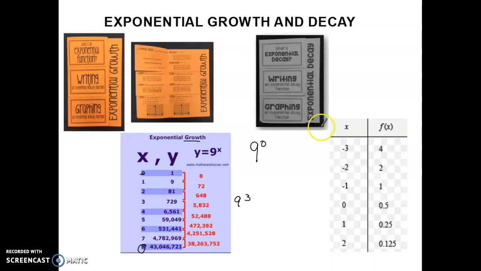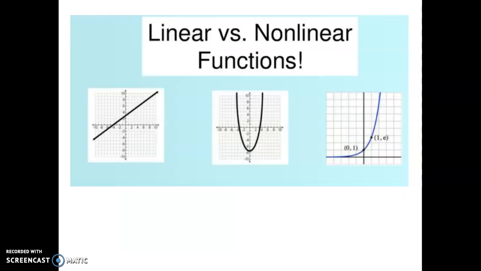The opposite idea is decay. As the x gets bigger, the numbers get smaller and smaller and smaller. So you should now have your ISN notes, and we're going to look at exponential growth and decay, the table of values, and the graphs. Just a reminder about some of these graphs.